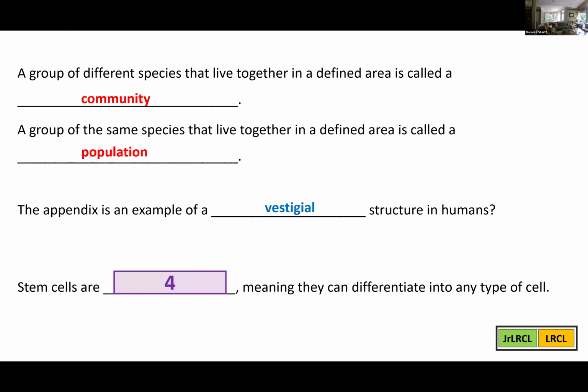Stem cells can differentiate into any type of cell. What's that word for that? If you can differentiate into other types of cells. Do you remember we talked about it with our little flatworms? That's totipotent.